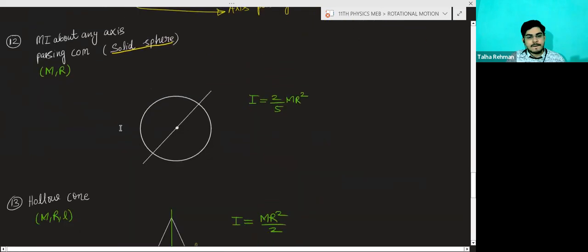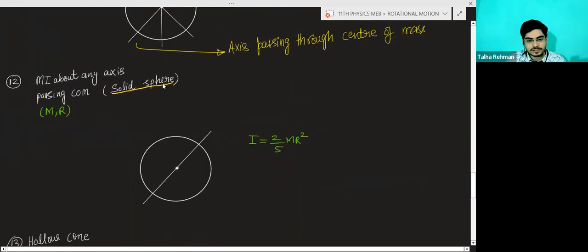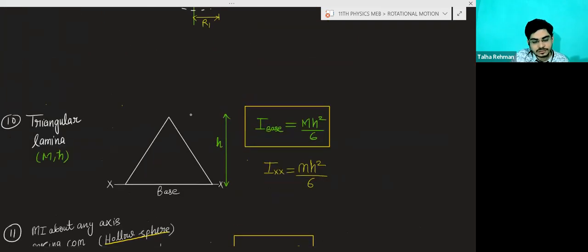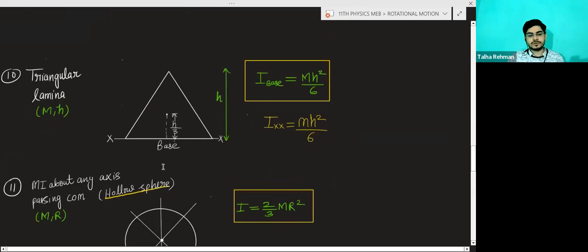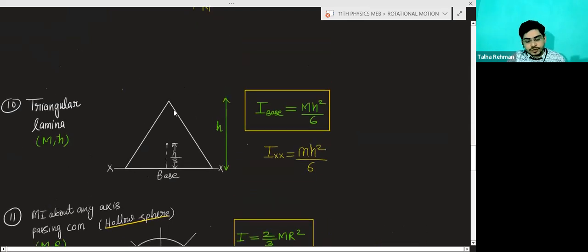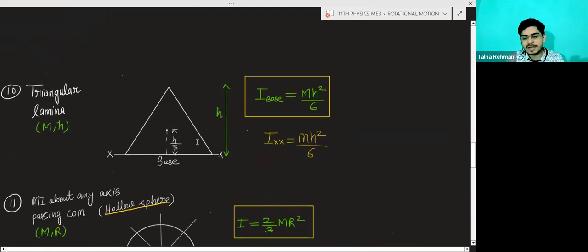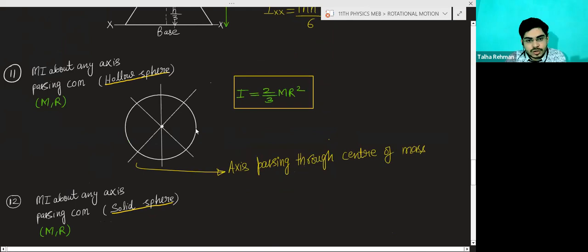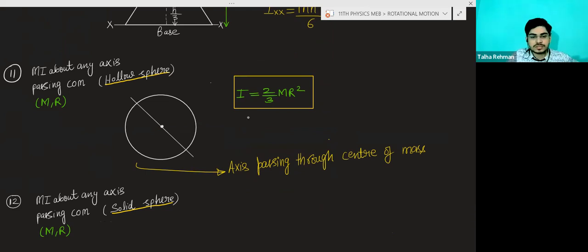By the way, here there can be an infinite number of axes. Actually, the center of mass will be at a distance of h by 3 from here. Now for this sphere, there can be many axes passing through the center of mass, and the moment of inertia will be 2 by 3 mr square. But the condition is that the axis should pass through the center of mass.